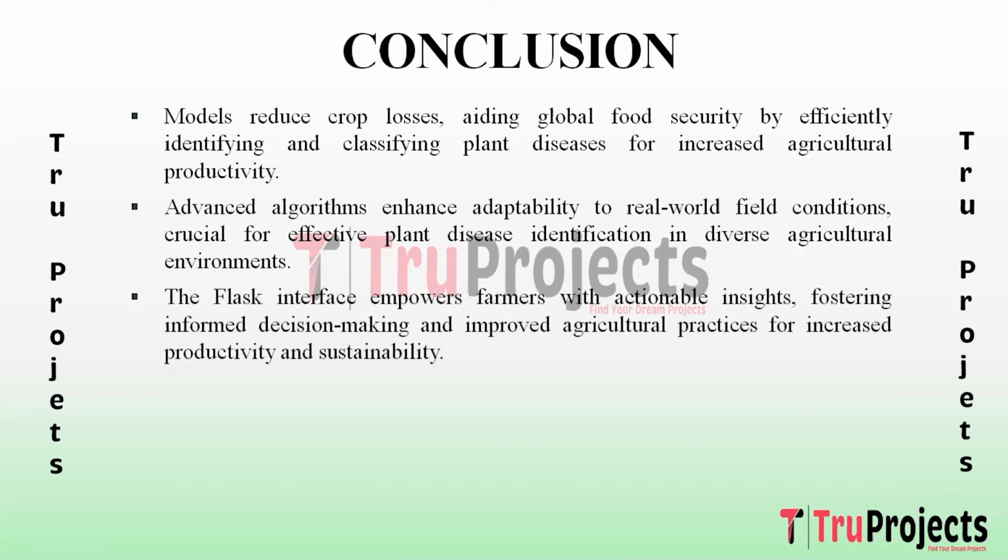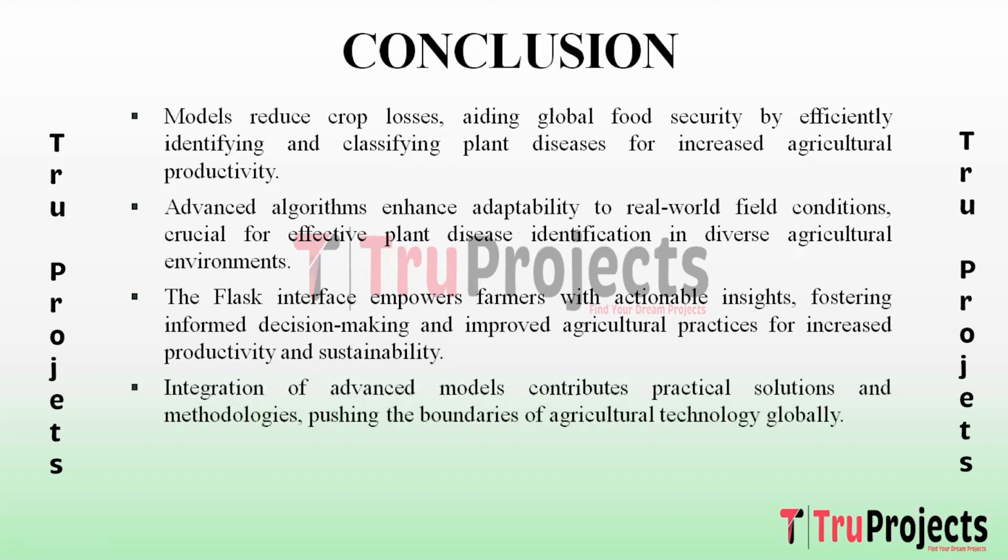A Flask-based front-end interface empowers farmers with actionable insights from real-time crop analysis, fostering informed decision-making. This user-centric approach promotes better agricultural practices and heightened productivity. And incorporating models like MobileNet, VGG16, Inception ResNet V2, Inception V3, YOLO V8, SSD, and Faster RCNN, the project provides practical solutions while contributing insights to advanced global agricultural technology.